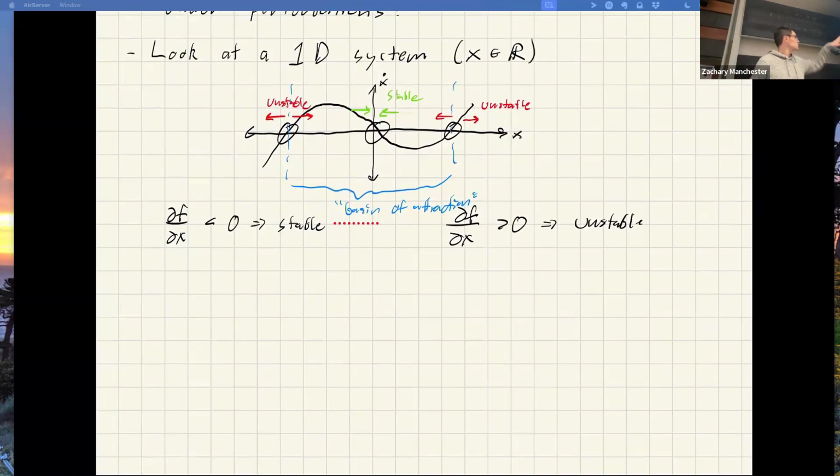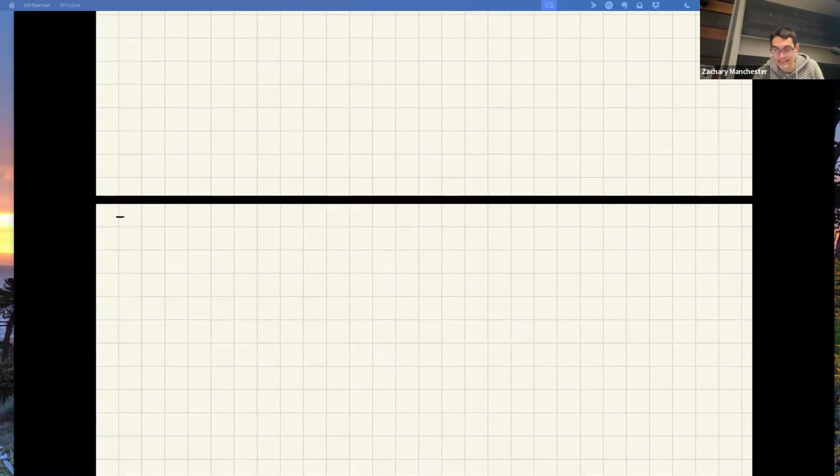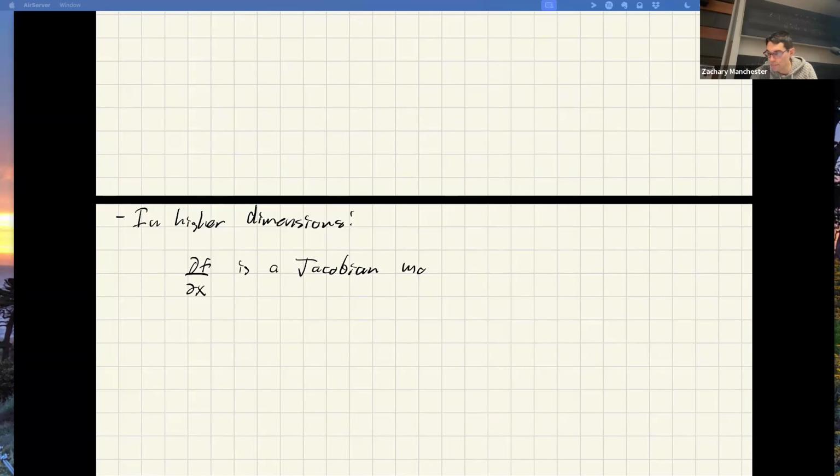All right, so we got these conditions. Let's talk about what happens in higher dimensions. So we did this 1D state space. What do you think happens? How do we generalize this to higher dimensions? So if my state space is R^n and I have a vector space, any ideas? In particular, this df/dx is now a Jacobian matrix, right? Not a scalar anymore. So what do we do?